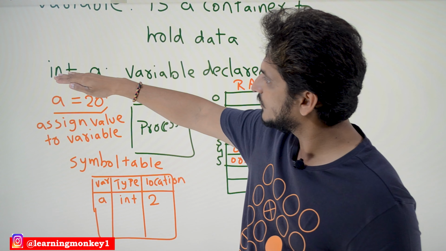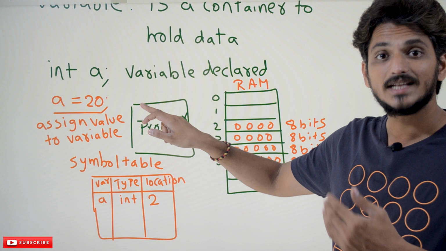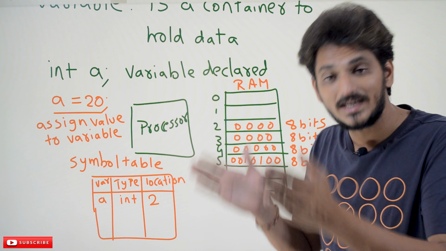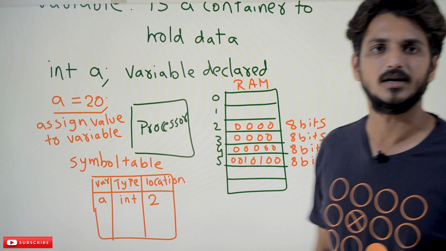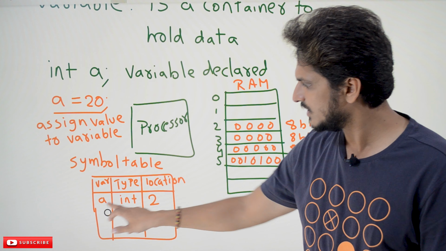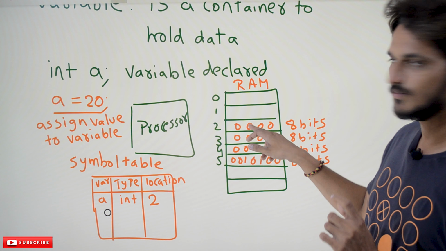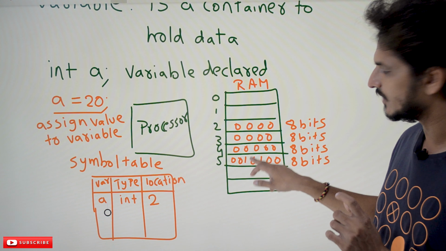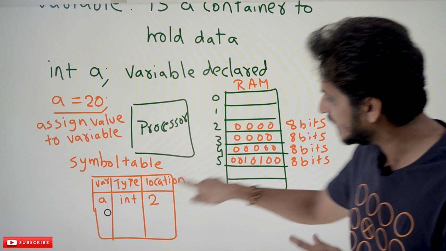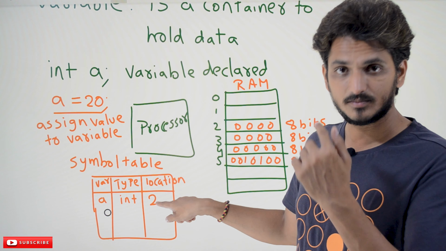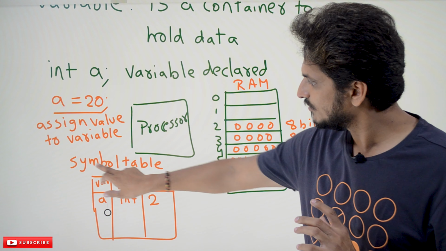Whenever this line, int a, is executed, it is going to create a symbol table. It maintains a symbol table for the list of variables available in our main method. So a is a variable of type int. Where is it assigned the memory space? It is assigned memory space from the second line, third line, fourth line, fifth line. The starting line is the second line, so it saves the address of that location: from the second line, 4 bytes. This is what the symbol table means.